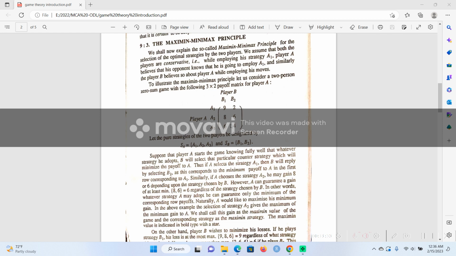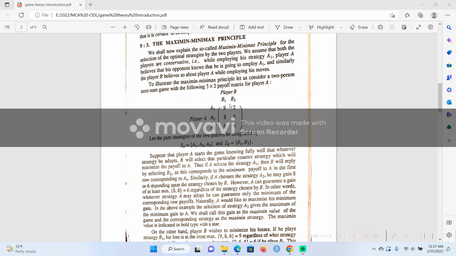Similarly, if player A selects A2, then if player B selects B1, he is going to lose 8 rupees, and if B2 is selected, he is going to lose 6 rupees. Among these, 6 will be less. So B wishes to minimize his loss, therefore he wants to adopt this minimum strategy, that is, B wants to adopt the B2 strategy. Similarly for the third row also we can go.